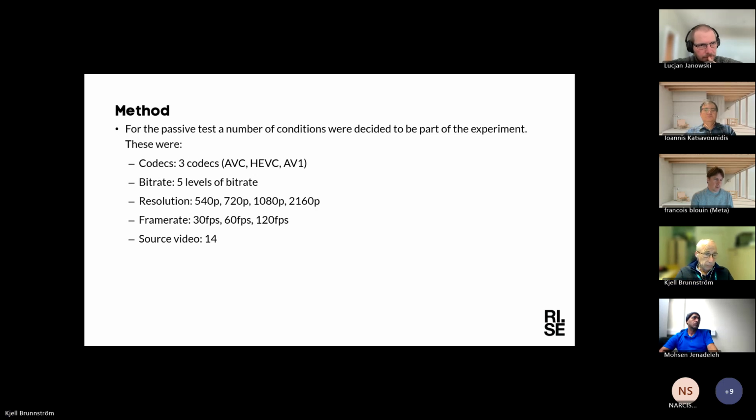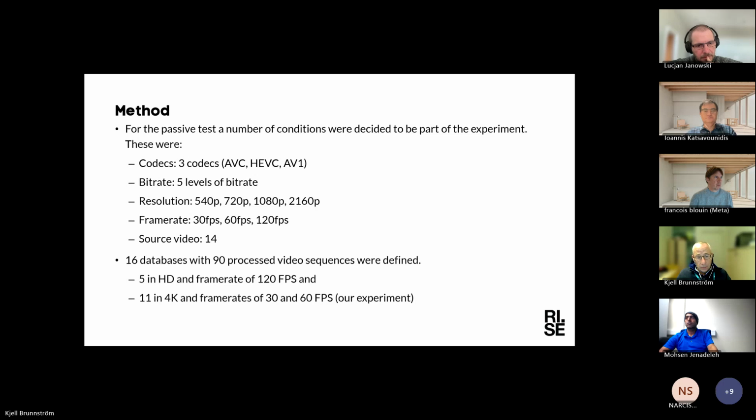And if you cross all these conditions, you will get a huge experiment. And so they produced, I say they, because I didn't really participate in this part of the work, 16 databases with 90 processed video sequences in each. And of them, there were 5 in HD with frame rate 120 frames per second, and 11 in 4K with frame rates between 30 and 60 frames per second. And we had one of those databases.